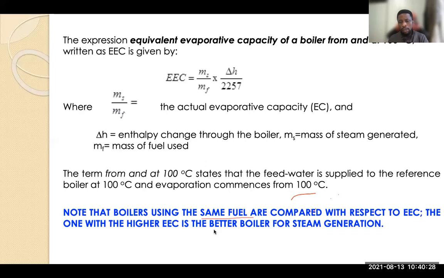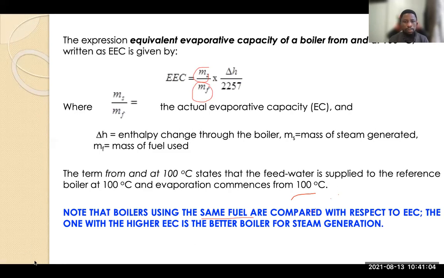I'm emphasizing that because you're going to see something different in the next slide. Take note of the calculations; we'll see that in the calculations. So we know MS is the mass of the steam, MF is the mass of the fuel. And remember, I also alluded to that earlier on, looking at the unit, and then we have the change in enthalpy, and we have this value there. So please take note of that.